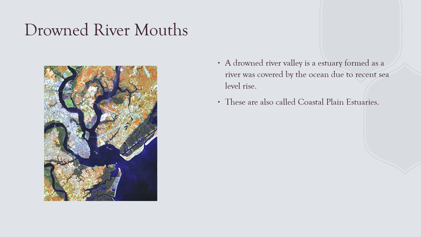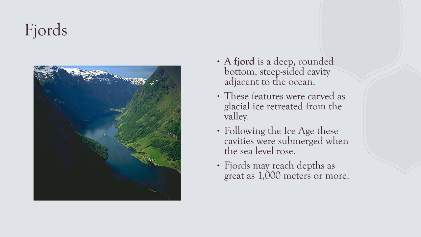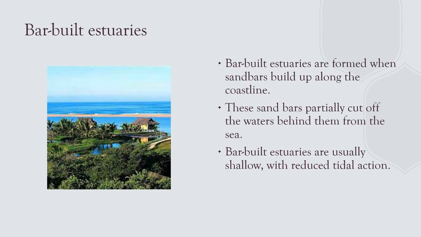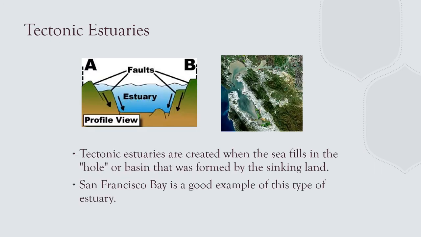Here's an image of a drowned river. This would be Charleston, South Carolina. Here's an image of a fjord. Common in Scandinavia, common in Northeast United States, where the Ice Age had great impact. Here's a bar built, that's Florida. The Eastern Seaboard has sandbars, Gulf Coast. And tectonic along the Ring of Fire.